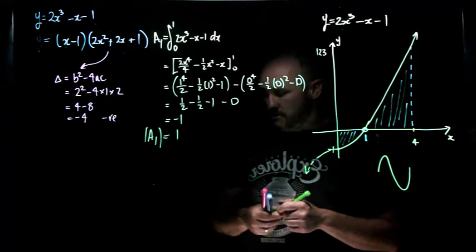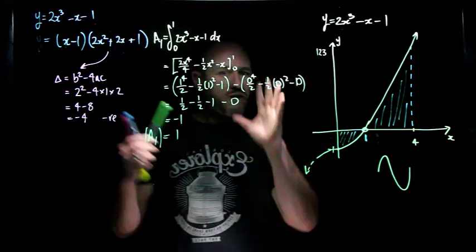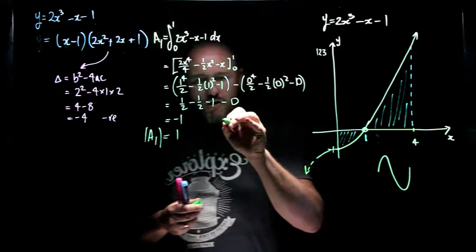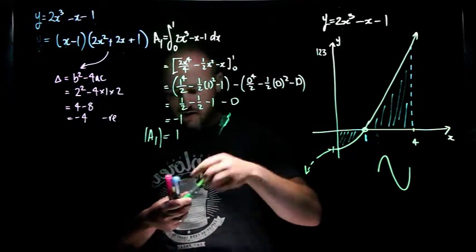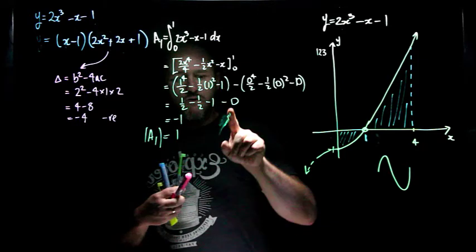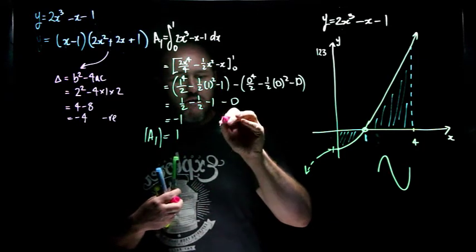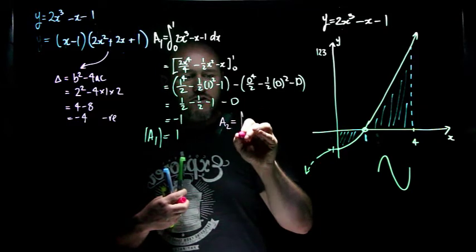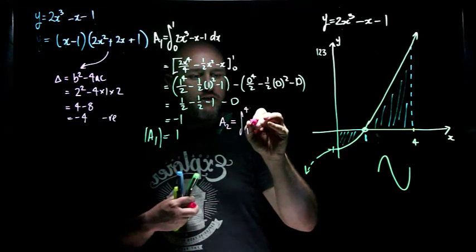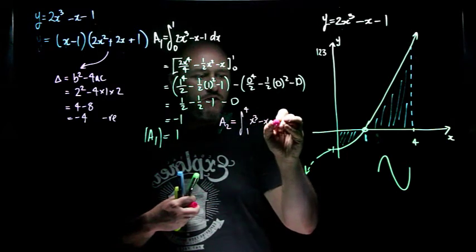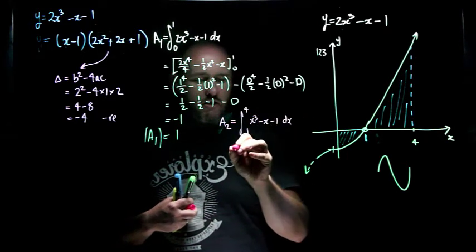And space is a bit precious on this board, but I want to keep it all here, so you've got it all. So I'm going to really muck up my working by putting area 2, in fact I might even do it in a different colour, so it's obvious. We'll do area 2 in pink. Area 2 here is the integral between 4 and 1 of x cubed minus x minus 1. And I'm going to have to be a little bit space conservative.